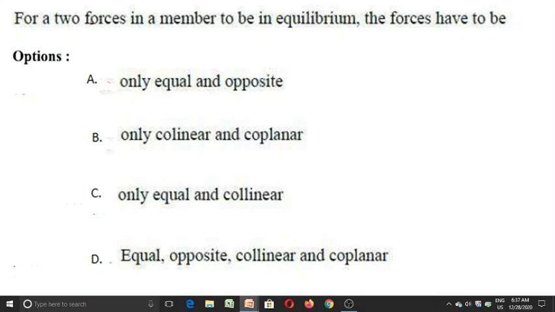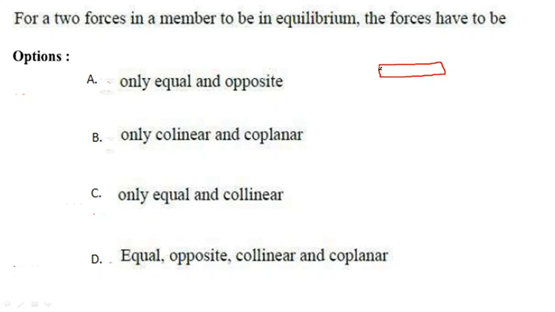For two forces in a member to be in equilibrium, the forces have to be... it means here we have a member. To keep this member in equilibrium, two forces are acting. Then what are the characteristics of two forces to keep that body in equilibrium? So let us take the two forces, say F here and another force F here. Under the action of these two forces, this body is in equilibrium.